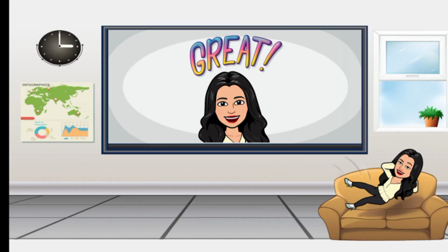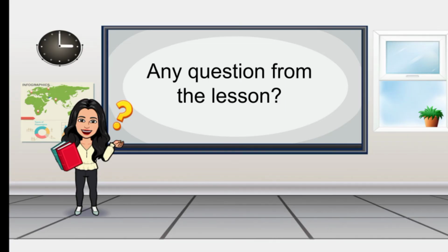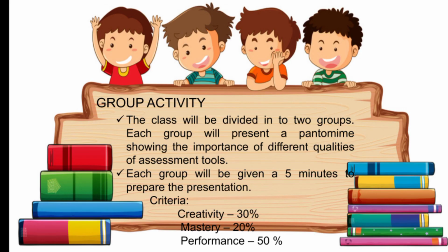Great! Any questions from the lesson? None? So, let's come now to group activities. The class will be divided into two groups. Each group will present a pantomime showing the importance of different qualities of assessment tools. Each group will be given 5 minutes to prepare the presentation. Criteria: creativity 30%, mastery 20%, performance 50%. A total of 100%.